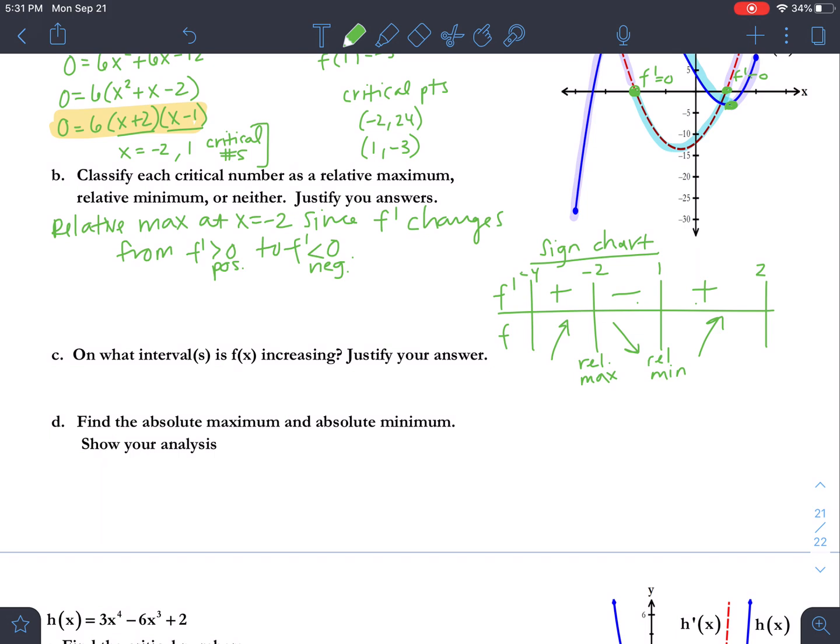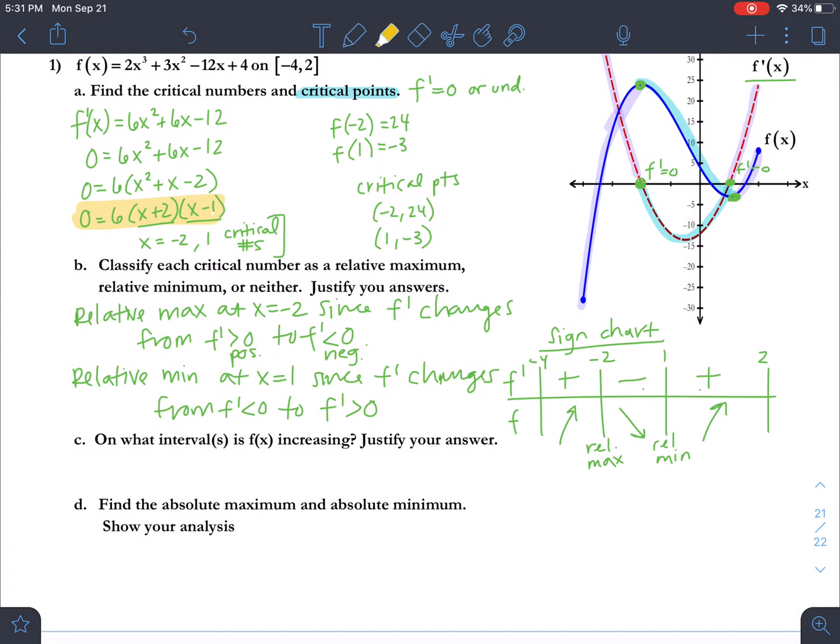So we have a relative max at x equals -2, and then we also want to classify our other critical number. We have a relative min at x equals 1, since what happened there? F prime changes from f prime negative to f prime positive. Slope changed from negative to positive on our f graph here. This makes sense to us. I hope you look at your picture and notice this is a relative max and this is a relative min, so that makes sense with what happened in our sign chart.